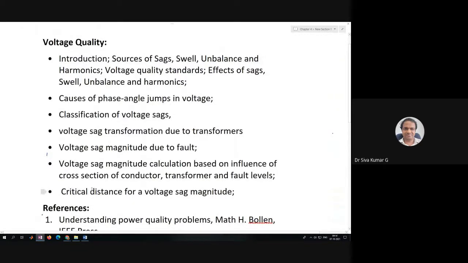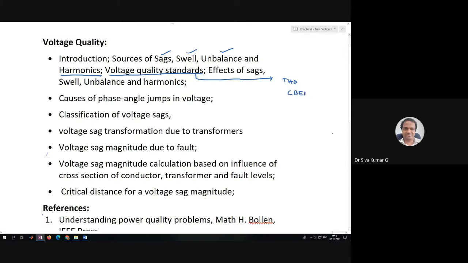In discussing the first unit, we have seen the sources of sag and swell. We have defined unbalance very well, and then harmonics also. We have seen the voltage quality standards, and with respect to THD, we have defined it also, with respect to the voltage THDs.